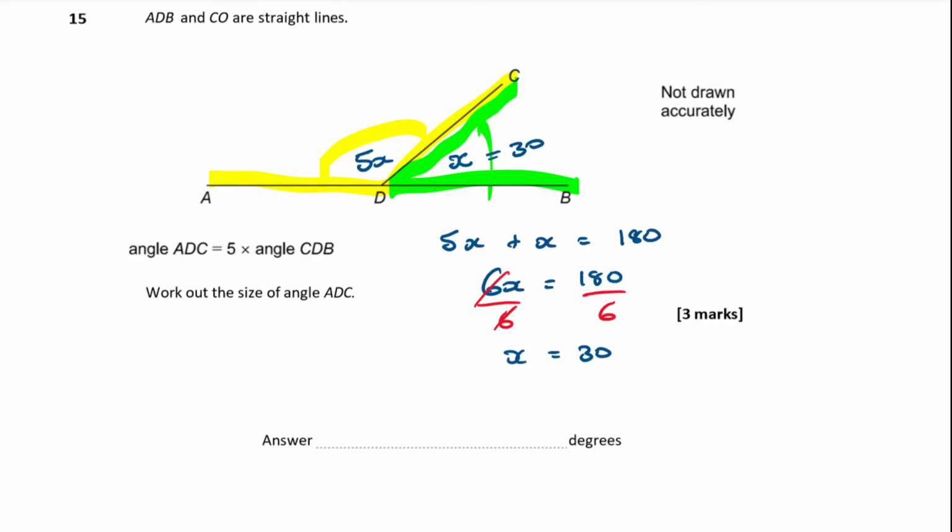And then the larger one, ADC, is going to be 5 times bigger. It's going to be 5 times 30, which is 150 degrees. And that's the answer we're asked for, aren't we? We're asked for the angle of the larger one, ADC. So that one is 150 degrees.